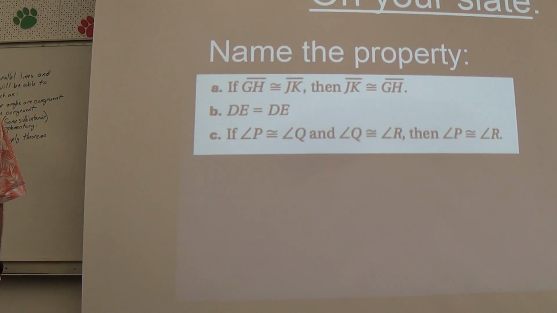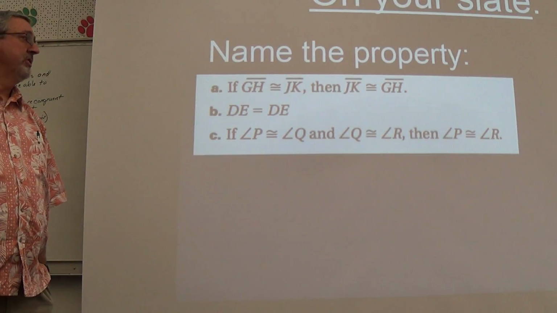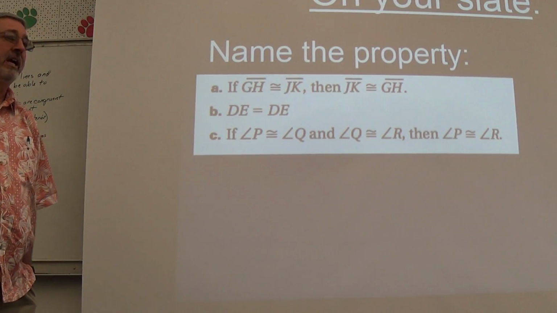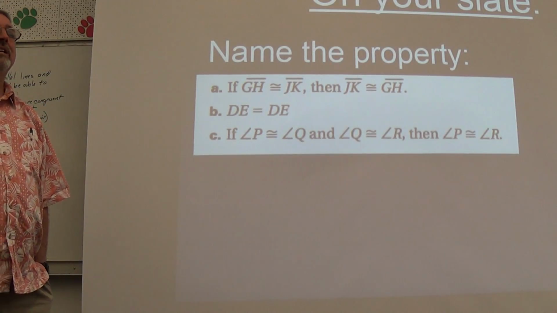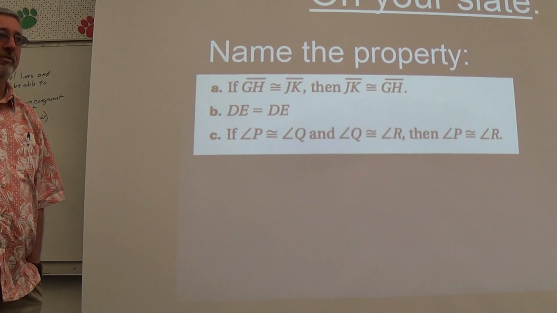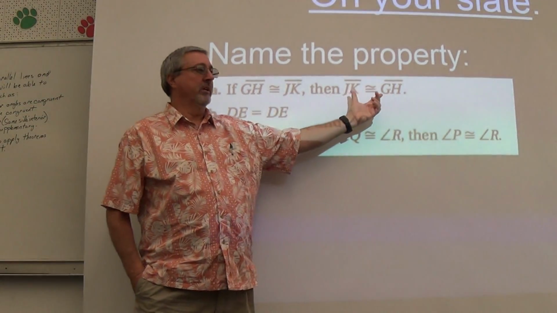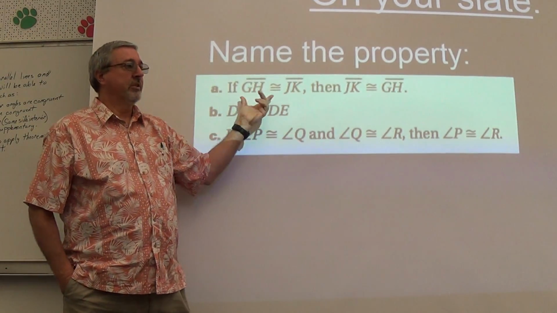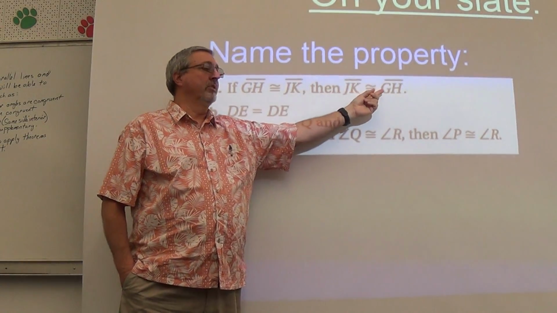All right, let's look at the first one. If line segment GH is congruent to line segment JK, then line segment JK is congruent to line segment GH. What property is that? Symmetric. That's symmetric, right? It's the same thing, only in a reverse order, right? That's what symmetric means. If GH is congruent to JK, then JK is congruent to GH.